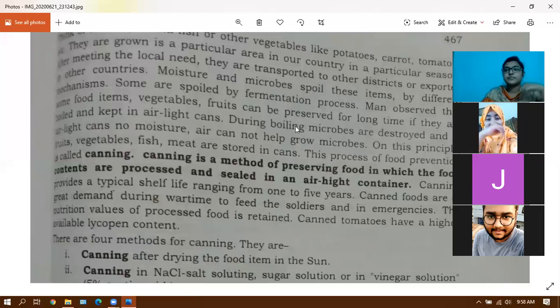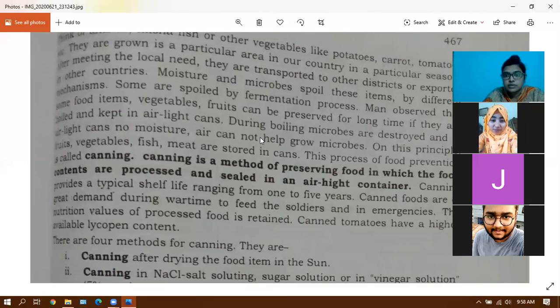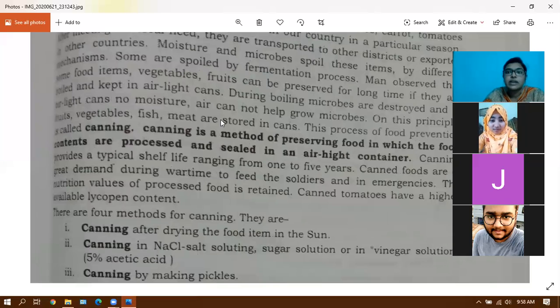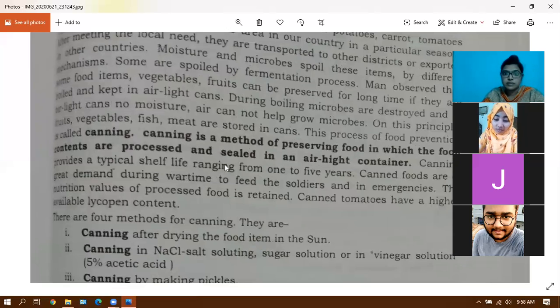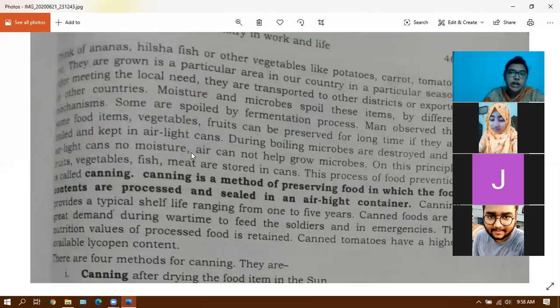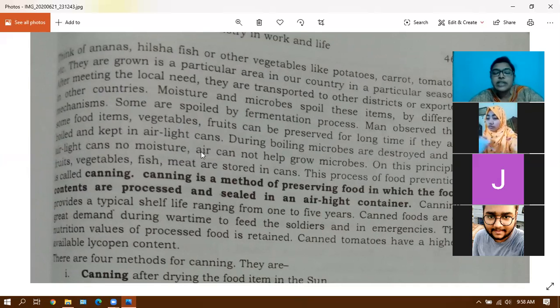প্লিজ ক্লাস করা শুরু করেন। Today we will discuss the canning process. Canning. Page number 467. Okay, what is canning process and why is it so important?